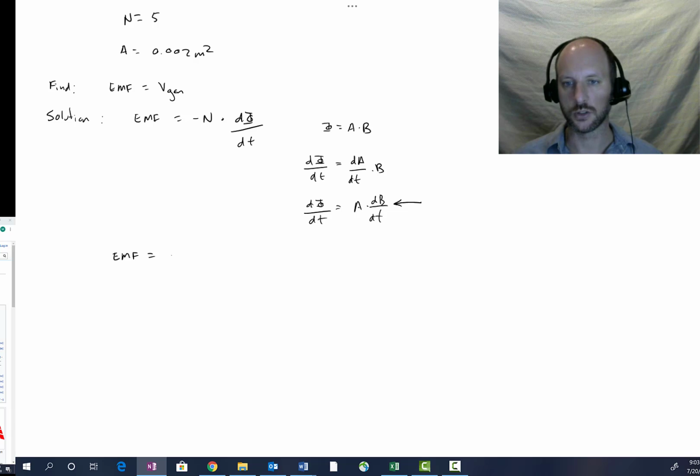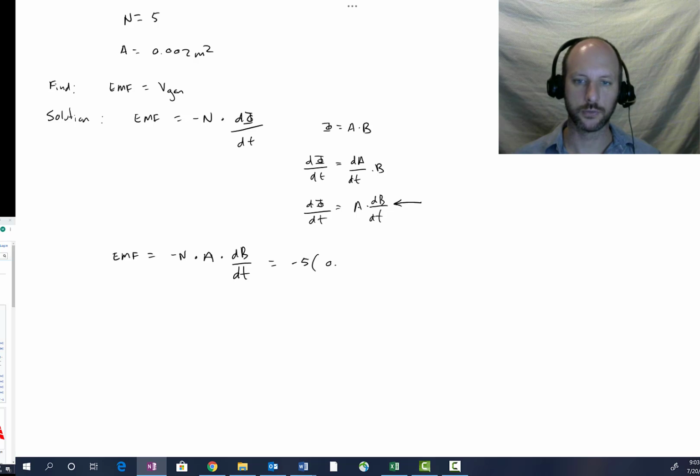The rate of change of magnetic flux with respect to time is equal to the cross-sectional area times the rate of change of magnetic flux density with respect to time. So we can just plug that into Faraday's law equation. The generated EMF is negative N times A times dB/dt. So now this problem becomes a simple matter of plug and chug.